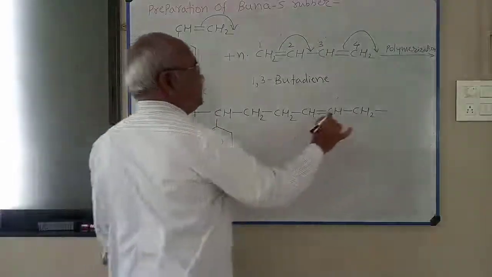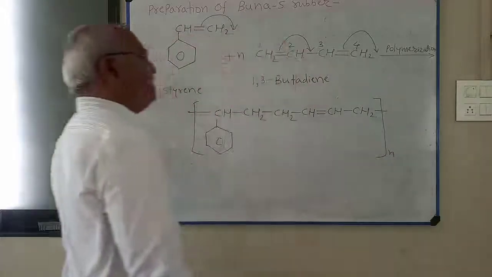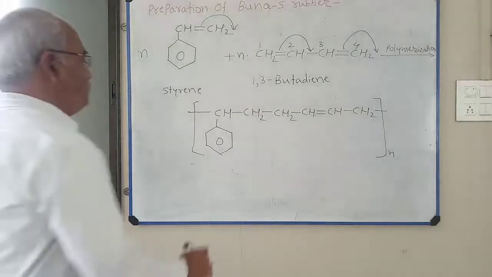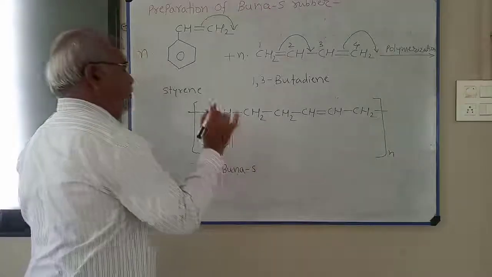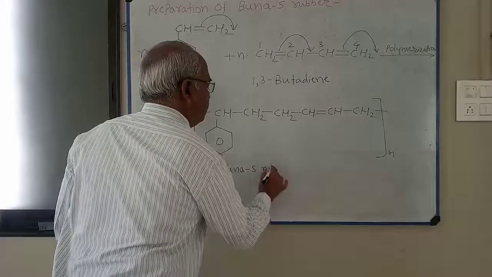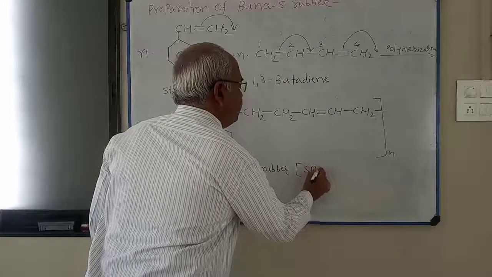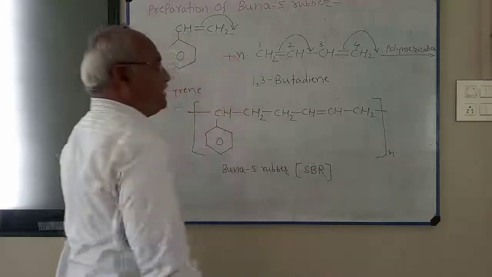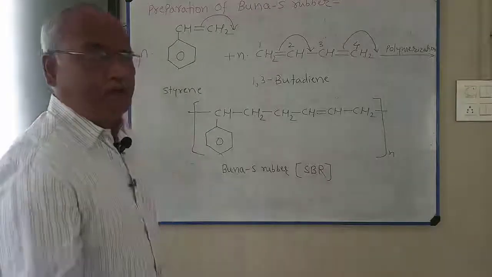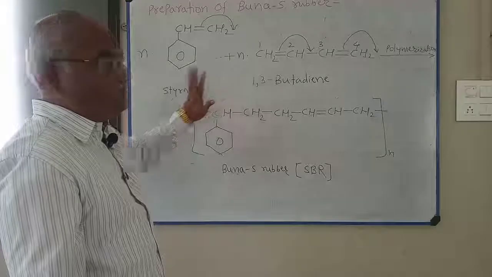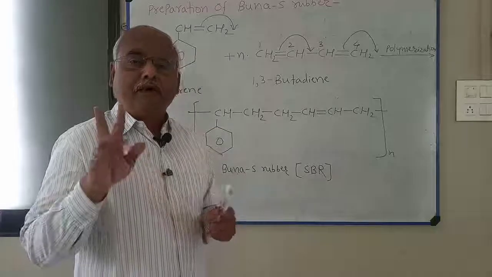How to represent polymer? Enclose this in square bracket. Write subscript N on the right hand side of the square bracket. This is called Buna S rubber. Or it is also called SBR, styrene butadiene rubber. In examination, the question may be asked for 1 or 2 marks.